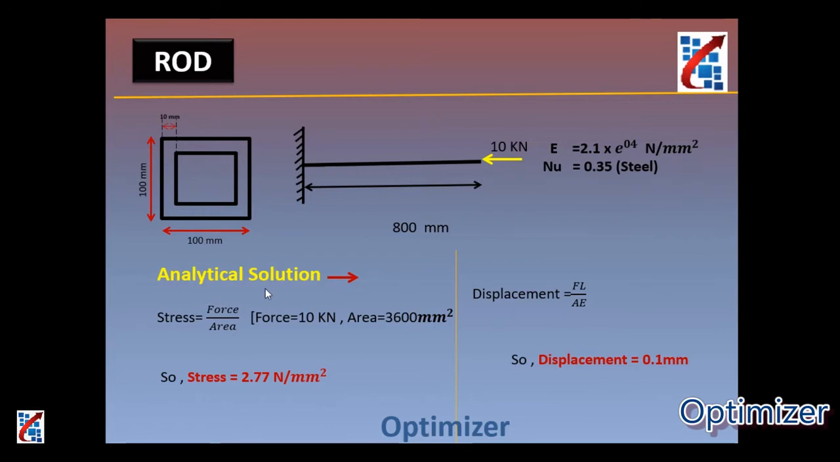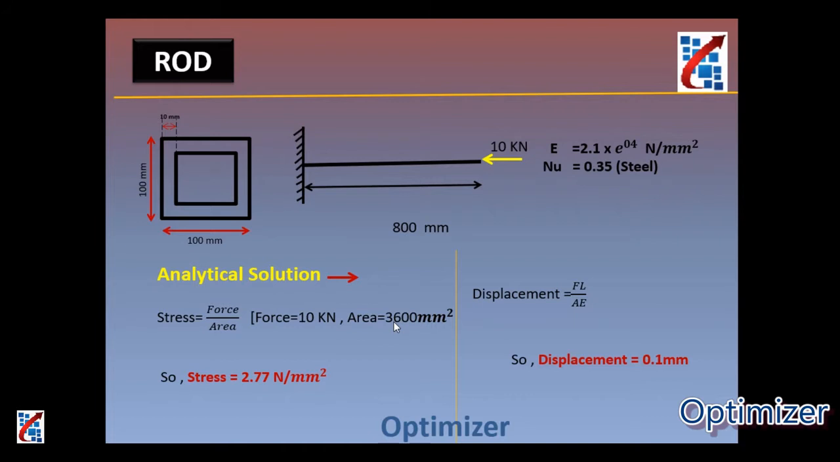0.35. And the analytical solution is calculated as force upon area. Force is 10 kilonewton and the area of this cross section is 3600. So with that the stress formed in that beam is around 2.77. Similarly we have calculated the displacement as FL divided by AE, and the displacement we have received is 0.1 mm.